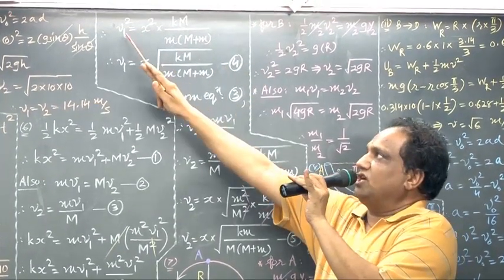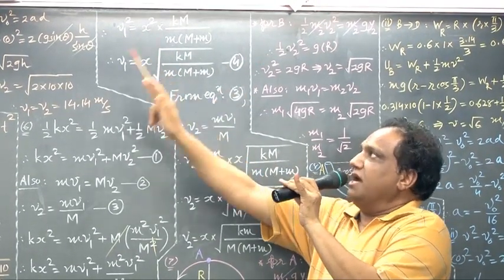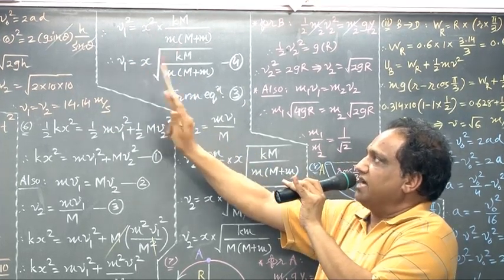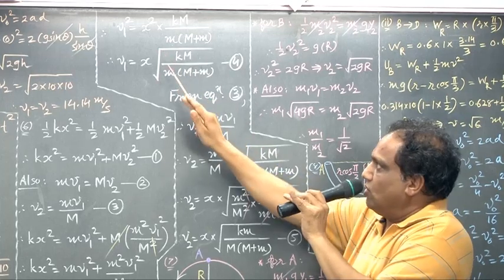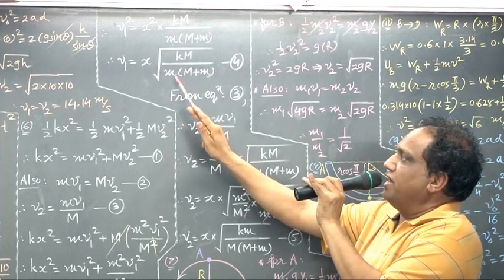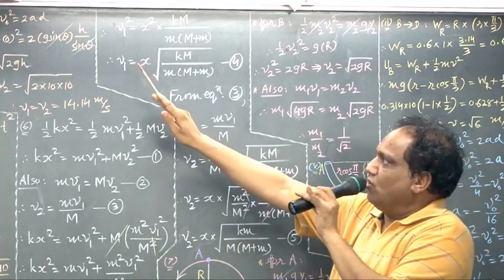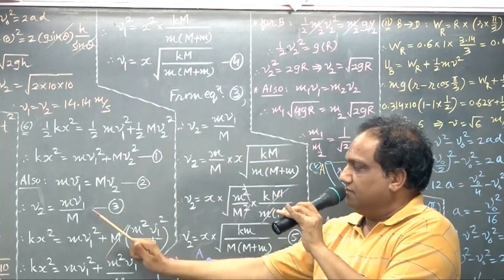In short, make v1 square the subject of the equation, and now take the square root. Square root of this will be v1, square root of this will be x, and square root of this part will be under root kM upon m into M plus m. Correct? Now simply, you have to put this value of v1 over here.